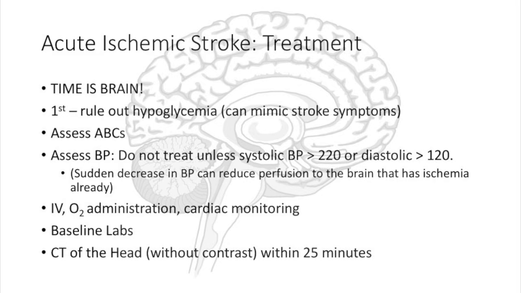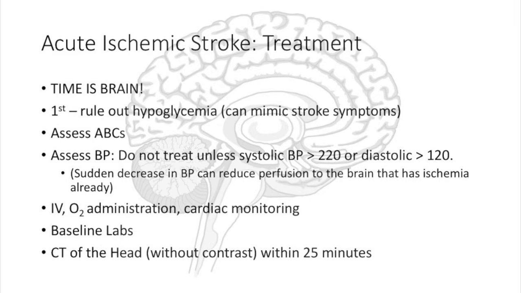A lot of people think that you're supposed to treat your blood pressure when it's really high, if you're having a suspected stroke, but you don't want to do that. Lowering your blood pressure can actually reduce the perfusion to the brain that has ischemia already. So you want to keep that blood pressure a little higher, and that way you have your cerebral perfusion pressure higher, and you can perfuse the brain.